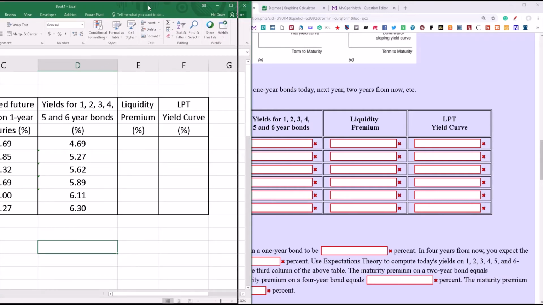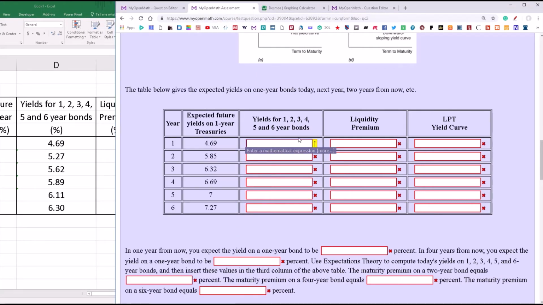So what I'm going to do is I'm going to slide this over like this, so I can type them into my table over here. So this is 4.69. This is 5.27, 5.62, 5.89. And notice what's happening. The yields are all rising, right? Because the longer the maturity of the bond, the more exposure you have, more risk you're exposed to. Okay. Now, what about the liquidity premium?